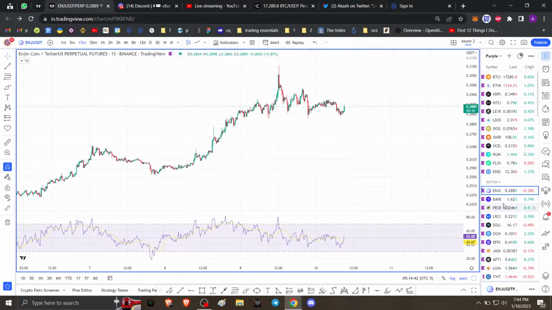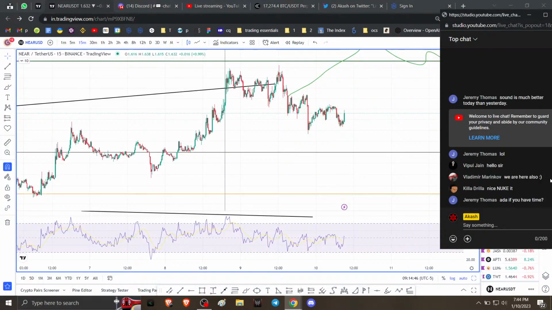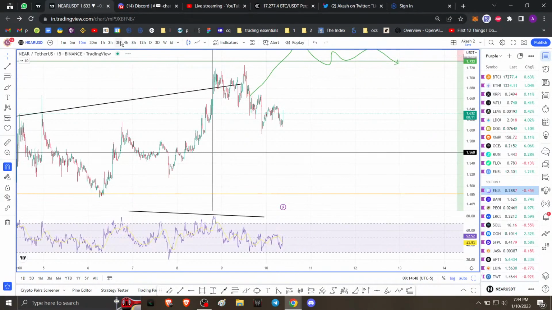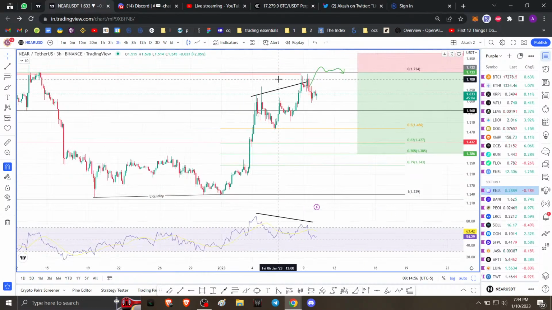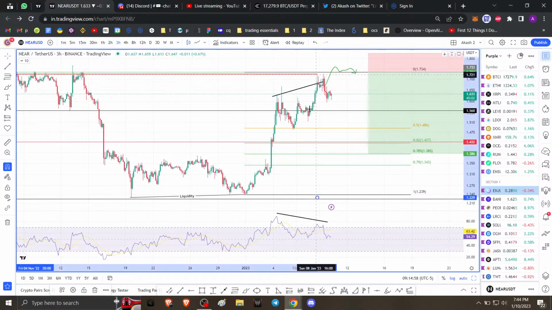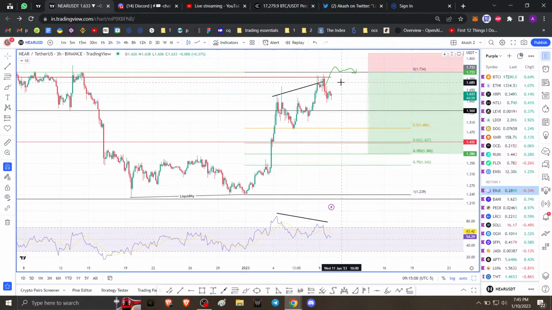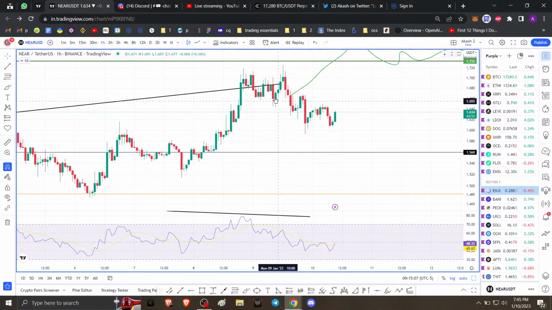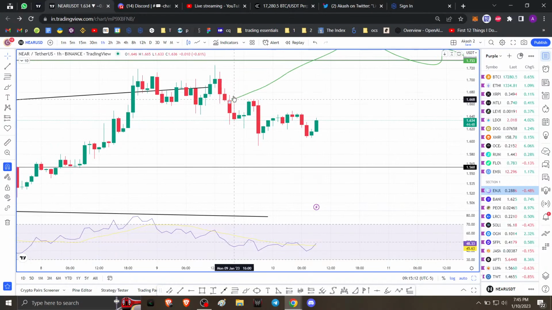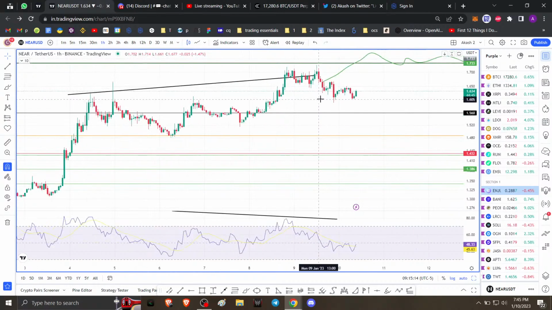ENJ. What else did we discuss yesterday? Near? Did we discuss Near yesterday? So we didn't really get the push up to 0.17 that we expected. Got rejected at this POC. Perfect rejection with the bearish divergence. Near has also produced consecutive market structure shifts, which is good. No inefficiencies left anywhere. Perfect price action.